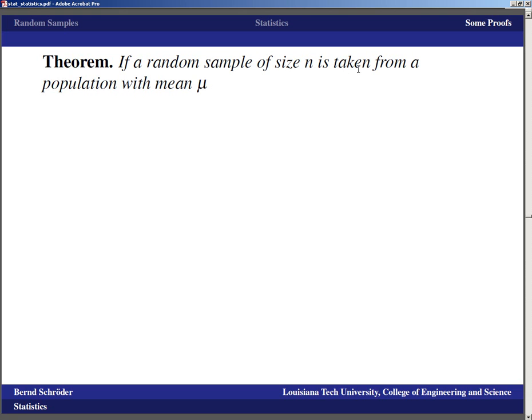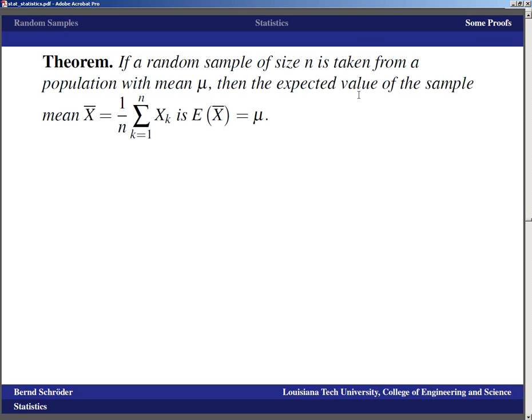If you take a random sample of size n from a population with mean mu, then the expected value of the sample mean, expected value of x bar, is mu. So that means that this new random variable has the same expected value as your underlying distribution, but this new random variable we can measure, right?